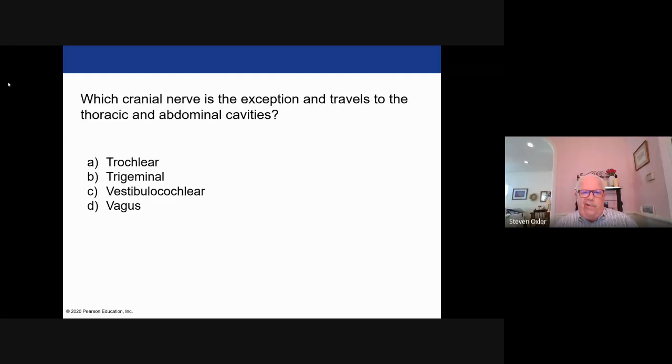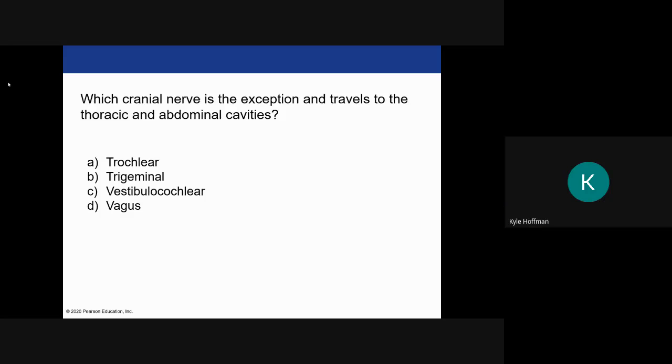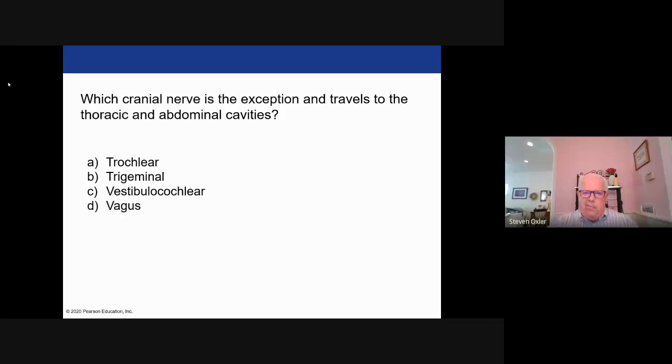Which cranial nerve is the exception and travels to the thoracic and abdominal cavities? The vagus. The word vagus in Latin means wanderer. So it wanders out of the face and head and goes into the thoracic and abdominal cavities.